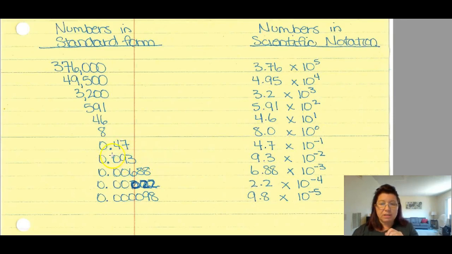0.47, well, that's not between 1 and 10. So I need to multiply it by 10, which is the opposite of division, so it's going to be a negative number. 4.7 times 10 to the negative 1. I'll do one more and I'll let you look at the rest.